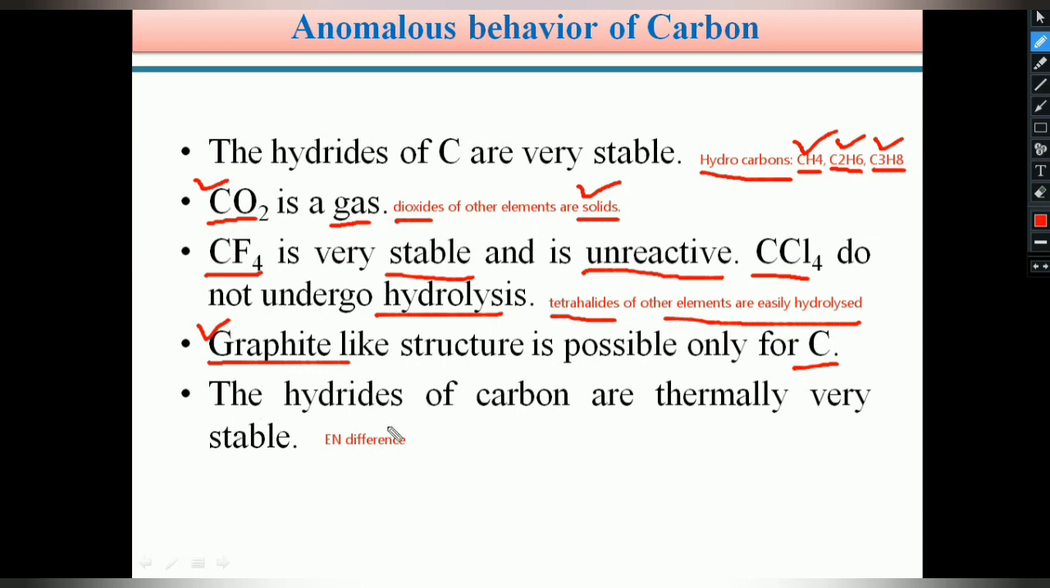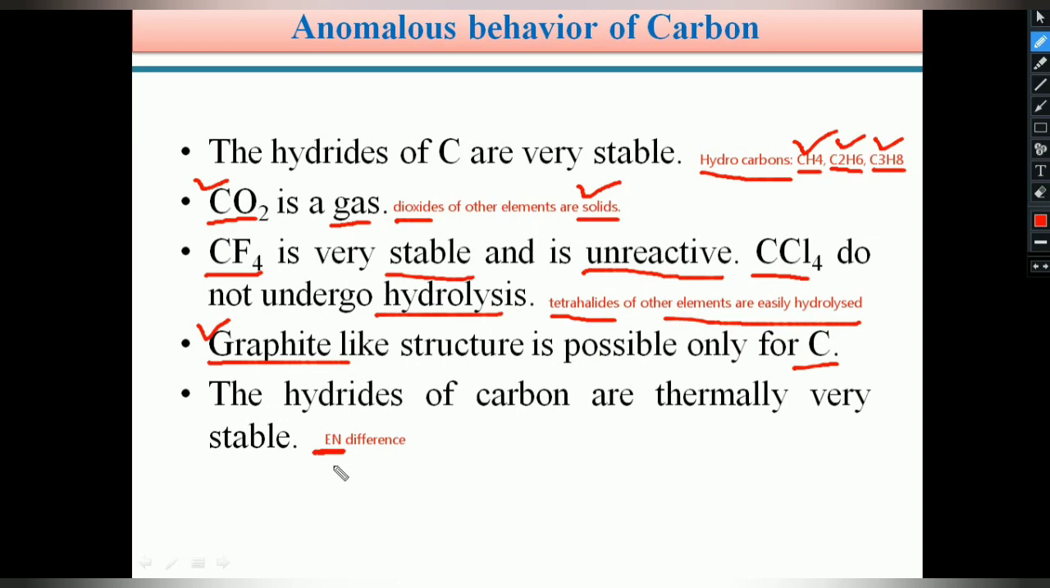And next one, the hydrides of carbon are thermally very stable. Students, hydrocarbons are thermally very stable. This is because of the electronegativity, where EN means electronegativity. Already we discussed that carbon has higher electronegativity than other elements in the fourth A group, and the size is also somewhat related. In the case of hydrocarbons, hydrogen and carbon, the atomic sizes are not much different, and the electronegativity difference is also very small. Therefore carbon can form stable hydrides. That's why hydrocarbons are stable.